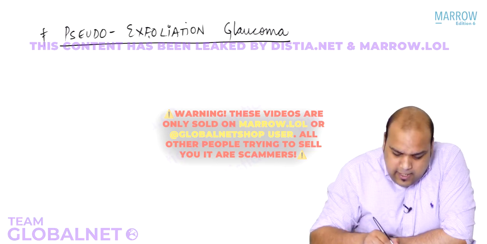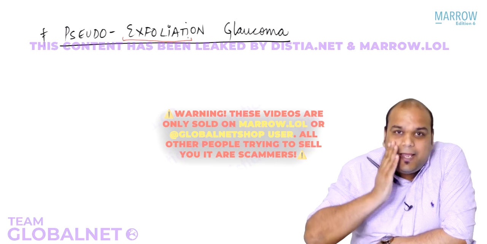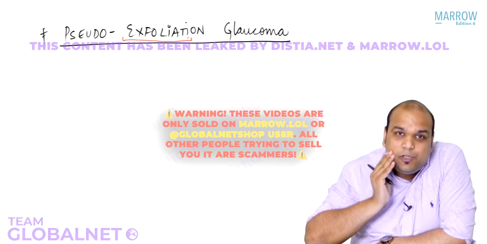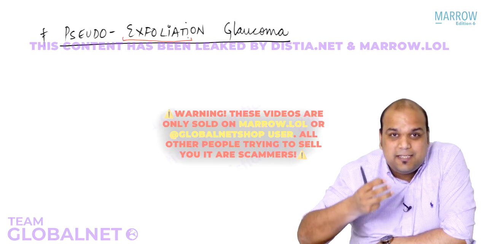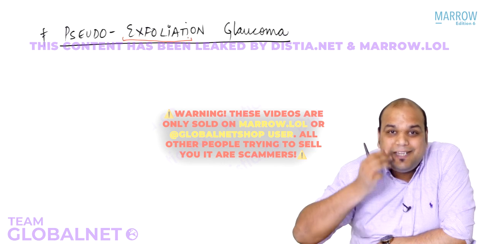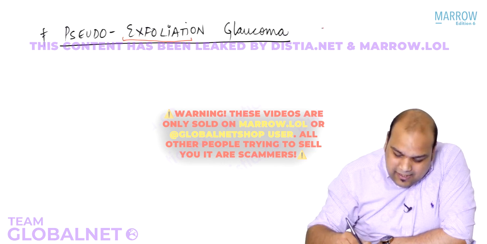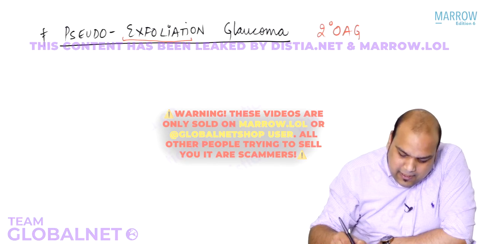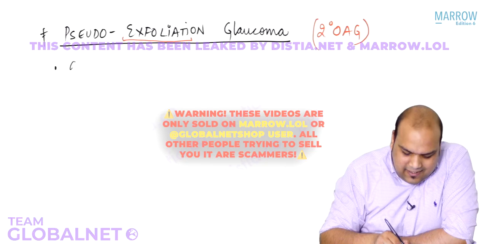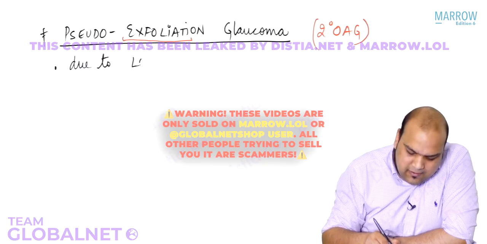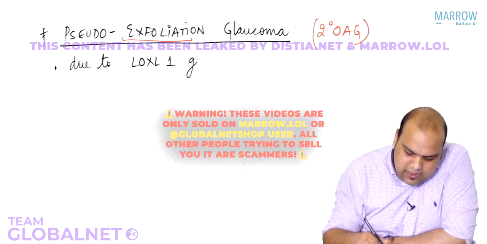Exfoliation. Focus on the word exfoliate. You use exfoliative scrubs to remove the dead cells. Yes? So exfoliation is basically formation of some residue, kachra. So kachra will again mean secondary open angle glaucoma. This type of glaucoma, everybody, occurs due to LOXL1 gene mutation.